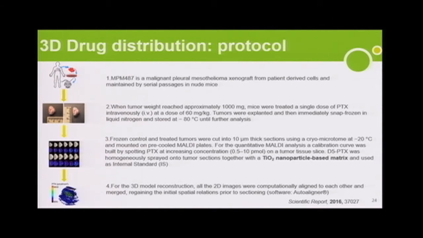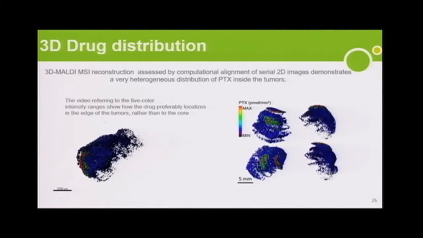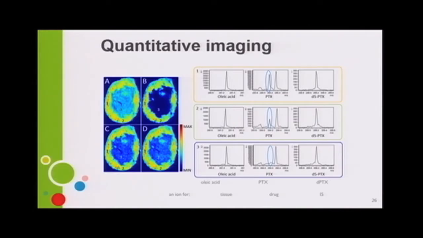Then we obtained the slices when the tumor reached a weight of 1,000 milligrams. We cut the tumor using a cryomicrotome at minus 20 degrees, and we obtained a lot of slices. And then we made the analysis, always using titanium dioxide as a matrix. We obtained these results.